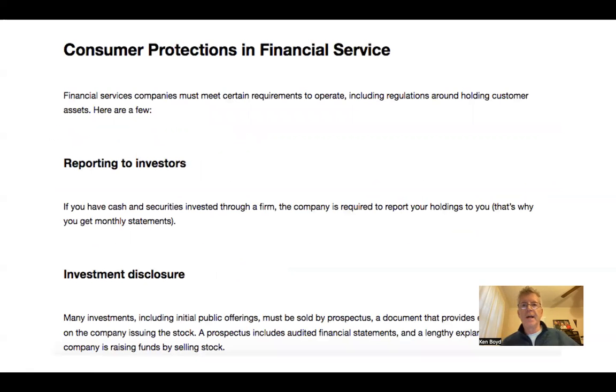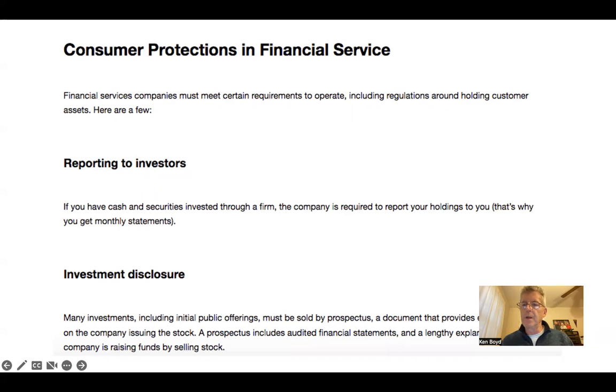Now, there are consumer protections in financial services. Firms must meet certain requirements to operate, including regulations around holding customer assets. So, for example, if you have cash and securities invested through a firm, they're required to report the holdings to you. That's why you get monthly statements.